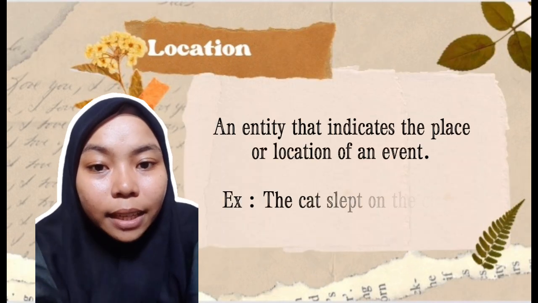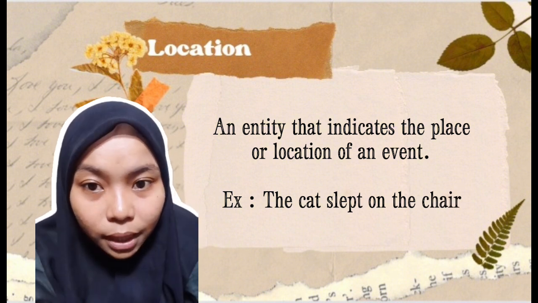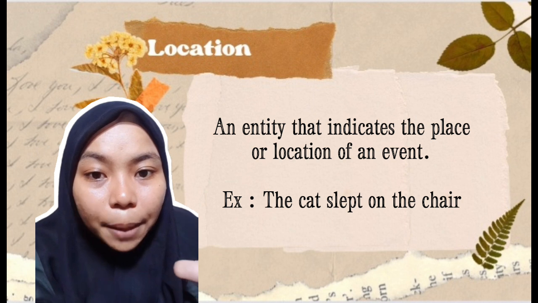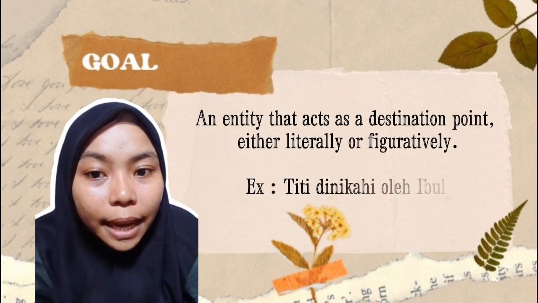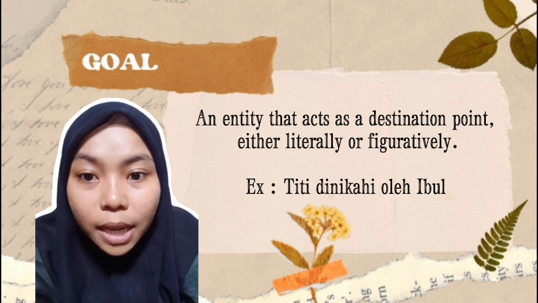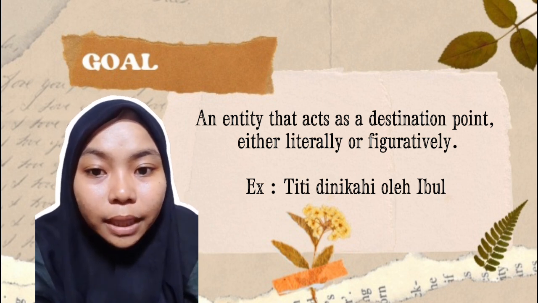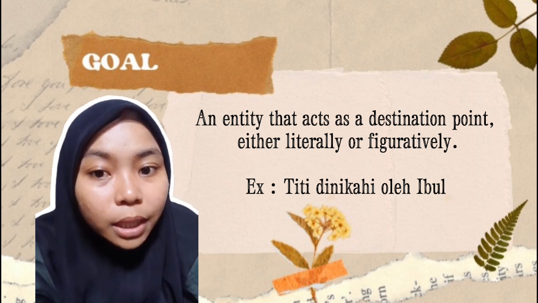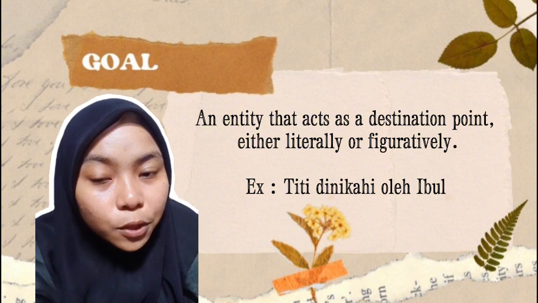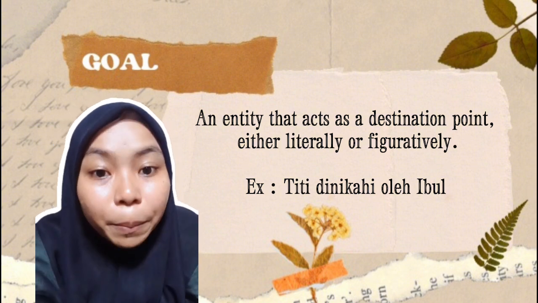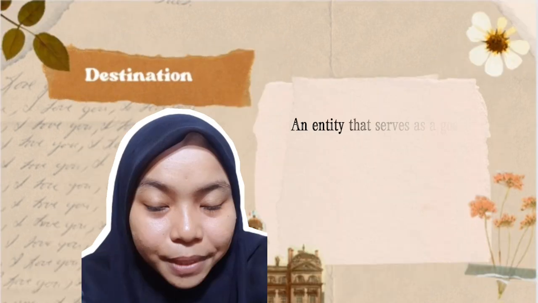Then, location, an entity that indicates the place or location of an event. Example: the cat slept on the chair. Then, goal, an entity that acts as a destination point, either literally or figuratively. Example: Titi was married by Ibu. In this example, Titi is the goal of getting married, so Titi is not an agent or patient, but Titi is the goal of Ibu.